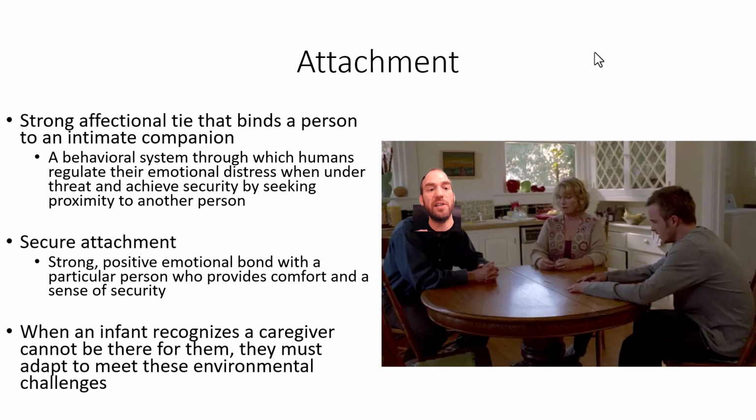This teaches the child that, okay, when I have emotional distress, I can depend on other human beings to be there for me, to give me a sense of security, and then I can maybe go back out and interact with the world again, because I'll always have this emotional security base with me. However, again, if the caregiver cannot be there for the child for whatever reason, the child must adapt.